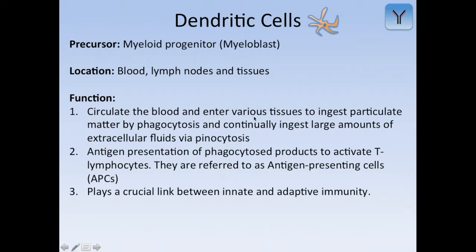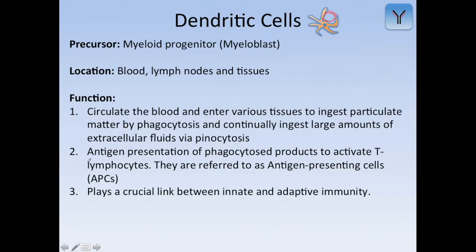They circulate the blood and enter various tissues to ingest particulate matter by phagocytosis. As mentioned earlier, they go to different tissues and eat up different pathogens by phagocytosis, and they continually ingest large amounts of extracellular fluids via pinocytosis. This is essentially like phagocytosis, rather it just pinches off. So let's say this part right here pinches off with the other end here, then you end up forming an intracellular vesicle that came from the outside. This pinching would be pinocytosis.